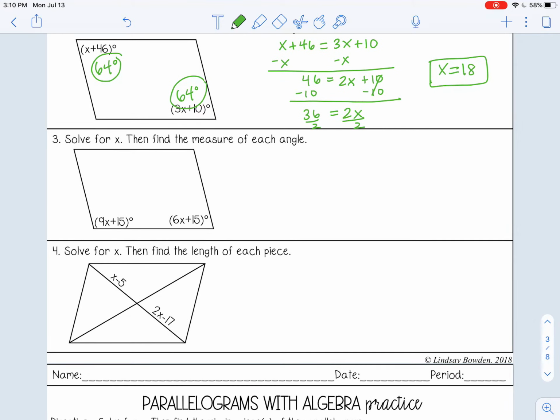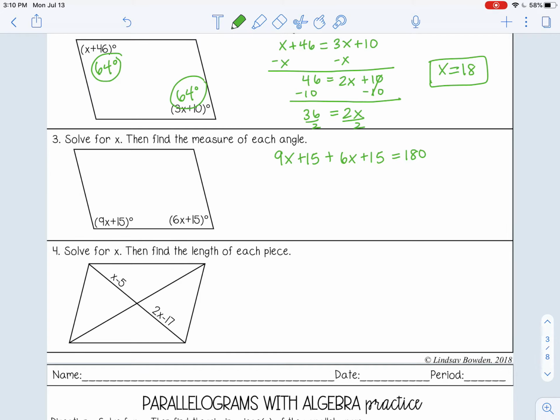Okay, number 3, solve for x and then find the measure of each angle. So these angles are consecutive. They're next to each other, so they are going to be supplementary. So I need to add the expressions together. Again, it doesn't matter which one you write first. And set them equal to 180.